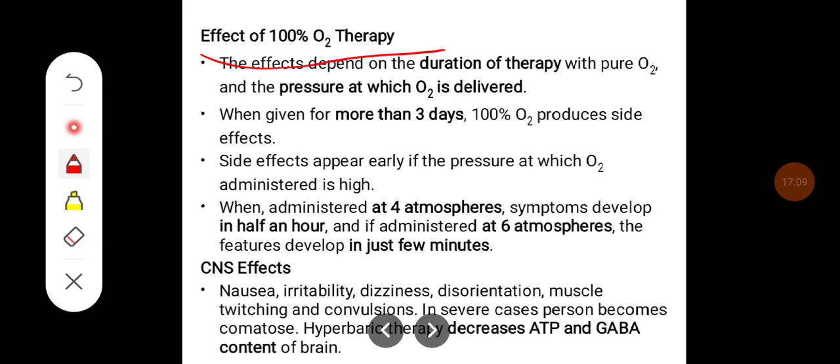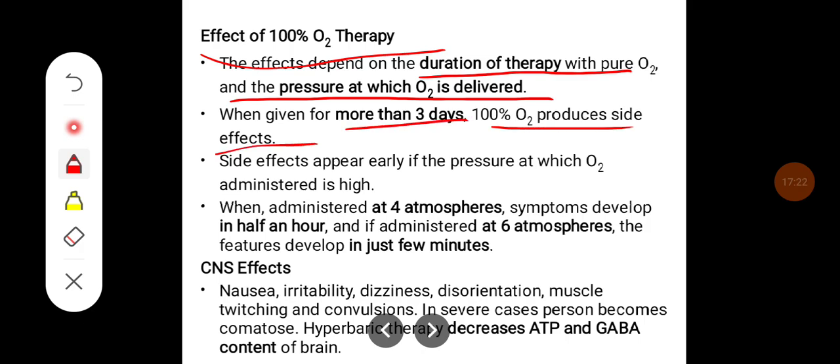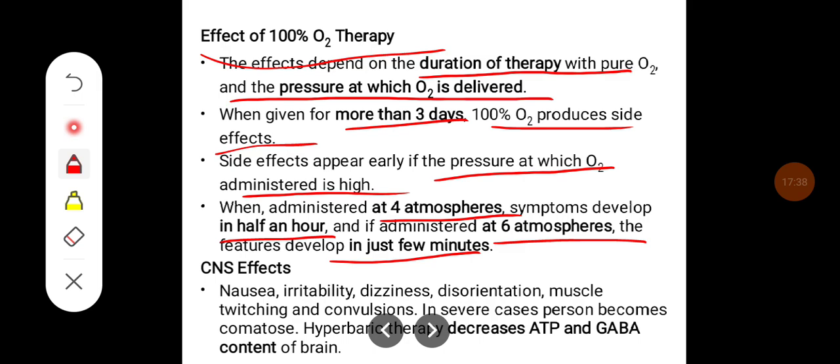Effect of 100% oxygen therapy. The effect depends on the duration of the therapy with pure oxygen and the pressure at which oxygen is delivered. When given for more than 3 days, 100% oxygen produces side effects. Side effects appear early if pressure at which oxygen is administered is high. When administered at 4 atmospheres, symptoms develop in half an hour, and if administered at 6 atmospheres, the features develop in just a few minutes. The CNS effects will be nausea, irritability, dizziness, disorientation, muscle twitching and convulsions. In severe cases, the person becomes comatose. Hyperbaric therapy decreases the ATP and GABA content of brain.